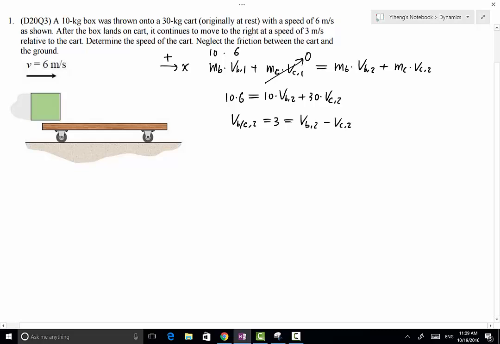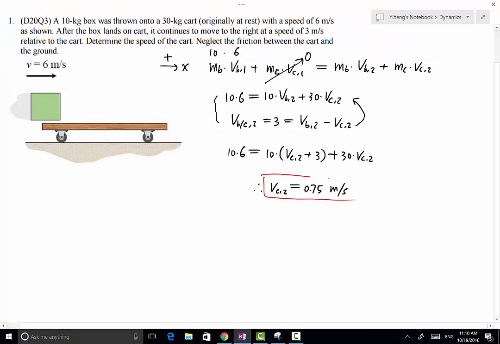Either way, now we have two equations with two unknowns, so we can substitute this relation into the first equation. So we will have 10 times 6 equals 10 times (VC2 plus 3) plus 30 multiplied by VC2. From this equation we can solve for VC2, which equals 0.75 meters per second.